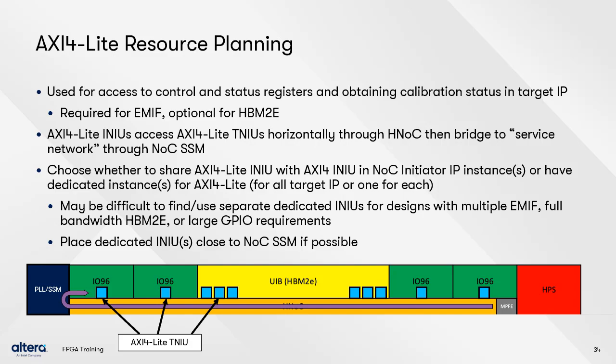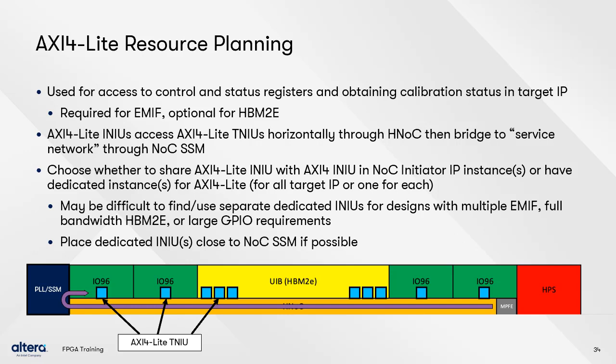Next, let's look at AXI4 Lite usage in more detail. As mentioned, this simpler version of the AXI4 standard is used for CSR access to the memory IP, including getting the status of memory calibration. An AXI4 Lite connection is required for EMIF and optional for HBM2E. The AXI4 Lite TNIUs are accessed through a separate service network. AXI4 Lite traffic from an INIU travels the length of the HNoC and through a bridge in the PLL SSM NoC segment to then access the AXI4 Lite TNIUs in each NoC segment.